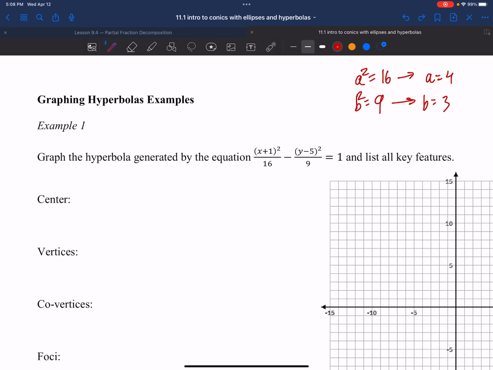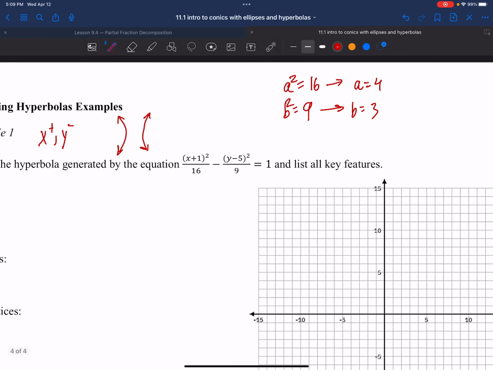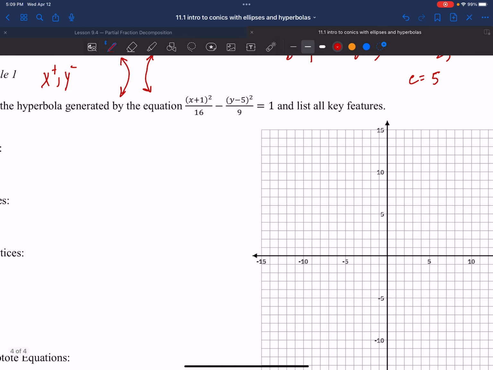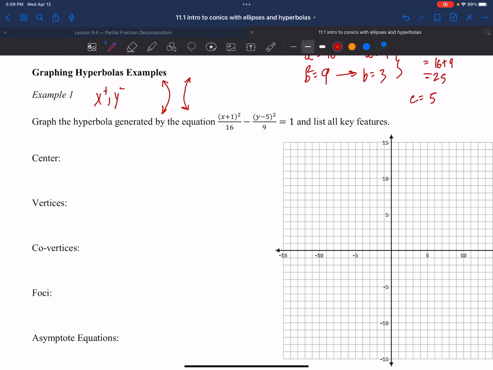And by the way, since x is positive, y is negative, that means it's going to open outwards like this. So my hyperbola should look like that. If it doesn't look like that, I've done something wrong. And so you've got your A squared and B squared. Therefore, C squared equals A squared plus B squared. So it's 16 plus 9, which is 25, which means C equals 5. And by the way, these numbers won't always be pretty, but they are today. Today, they're Pythagorean triples. They're nice.